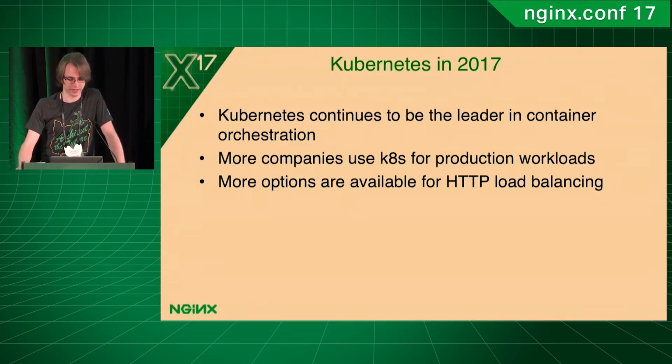So last year we also had a talk about load balancing on Kubernetes, and since last year, some things changed. More and more companies now use Kubernetes to run production workloads. But Kubernetes continues to be the leader in container orchestration. And more and more load balancing options are also available. So more Ingress controller implementations, and also the service mesh technology, which recently emerged, and it also addresses load balancing as well.